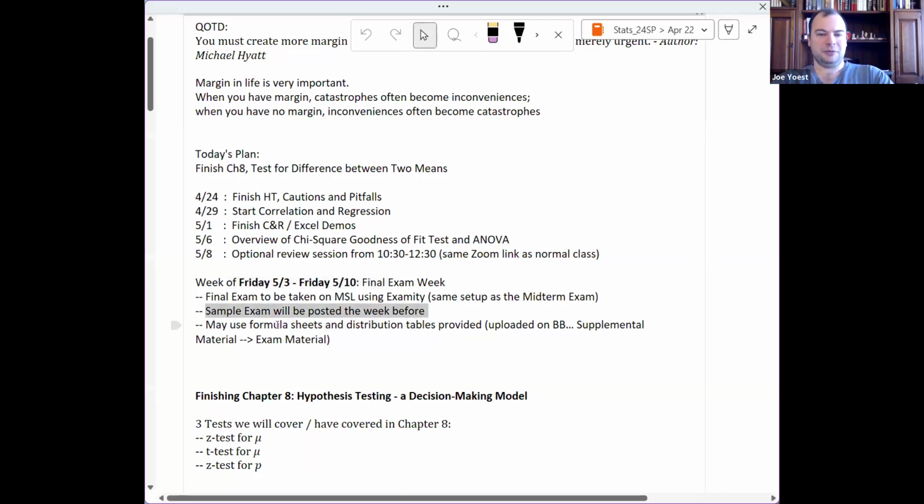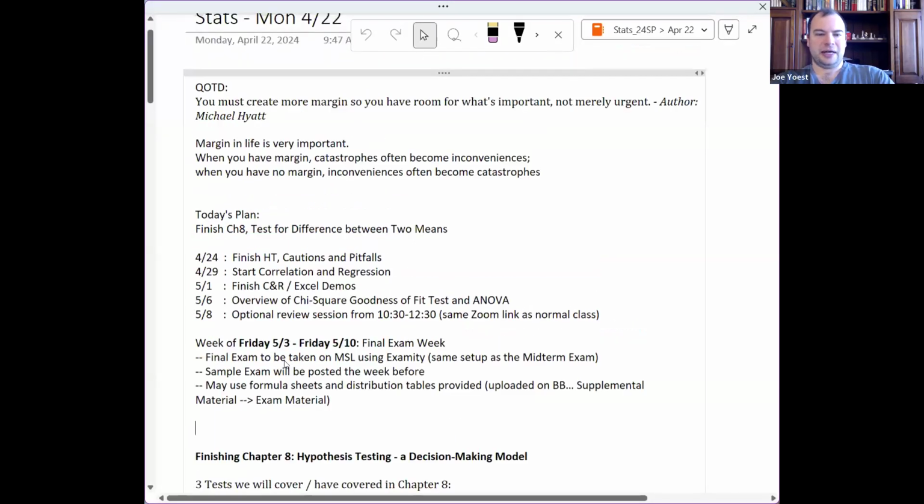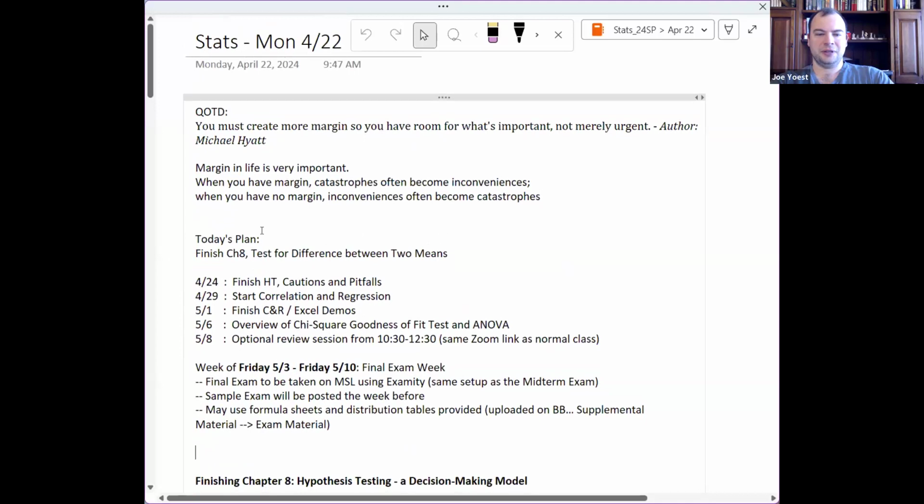As usual, a sample exam will be posted a week or so before. I'll actually probably try to get my sample exams all up this week by maybe midweek or so. And just like on the midterm exam, you can use formula sheets and distribution tables that I posted on Blackboard in the supplemental material, exam material folder and subfolder. So that's really the plan for the last few weeks of the course.